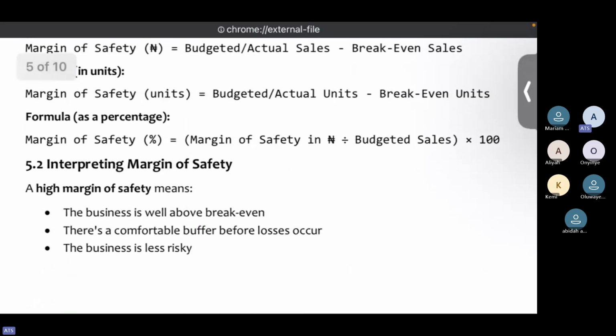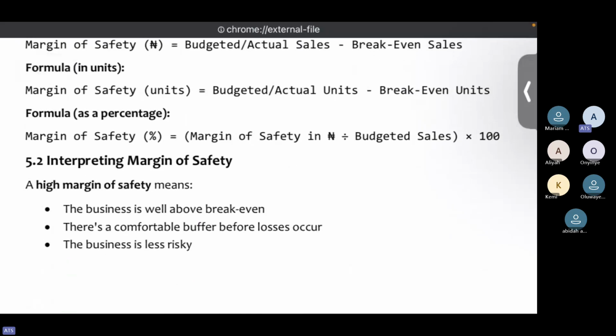Now, look at this: interpreting margin of safety. We say a high margin of safety means that the business is well above break even. There is a comfortable buffer before losses occur, and the business is less risky. So it means that you are very far away from making a loss. Even if something bad happens, maybe a lawsuit comes and they say they saw a cockroach in the water you sold to them, and you have to pay lawyers and everything, because it's not an everyday expense, so it's not something you necessarily calculate for.